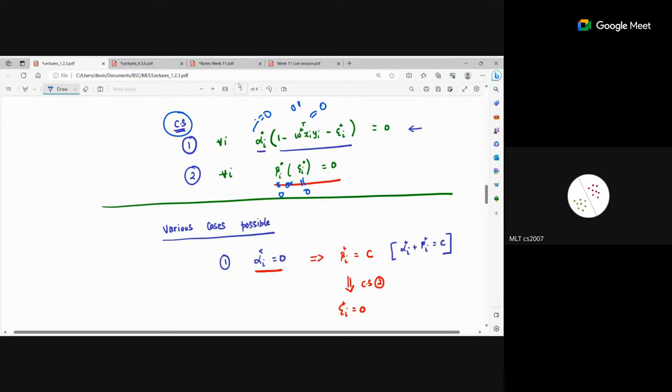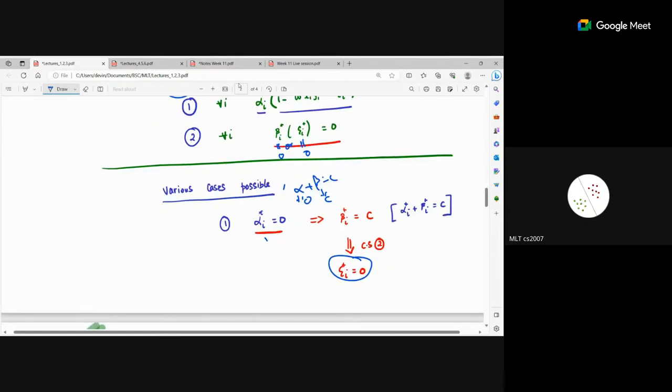Just by looking at the complementary slackness condition, if alpha is zero, alpha plus beta is equal to c, which means beta i has to be c. So since alpha is zero, beta has to be c. When beta is some constant, I told you here beta i is multiplied by psi i, and that has to be equal to zero. So since beta i is not equal to zero, psi i has to be equal to zero. And when psi is zero, what does that mean?